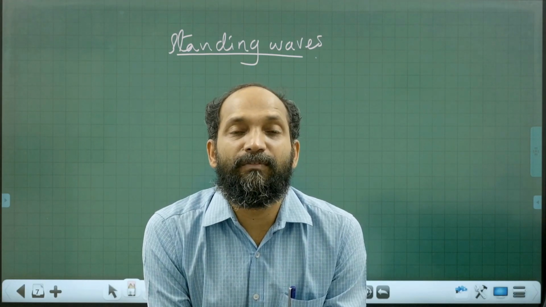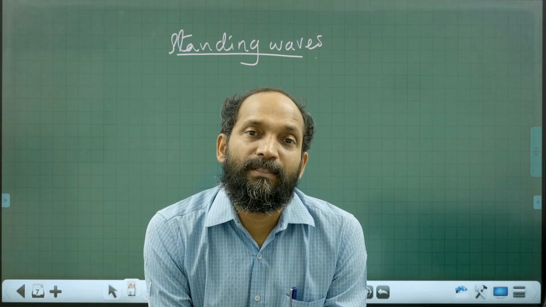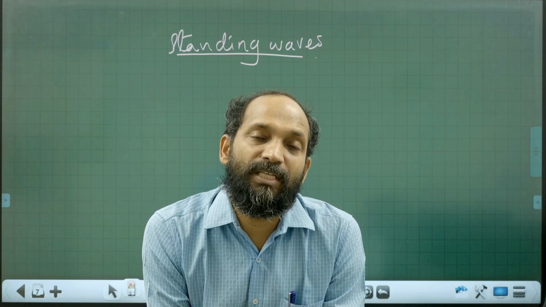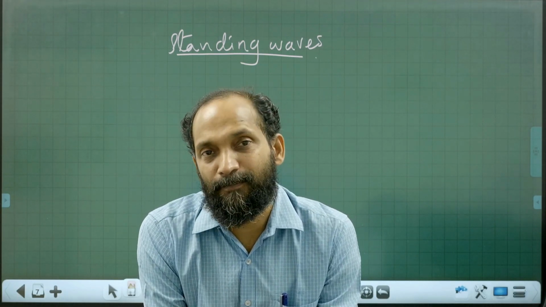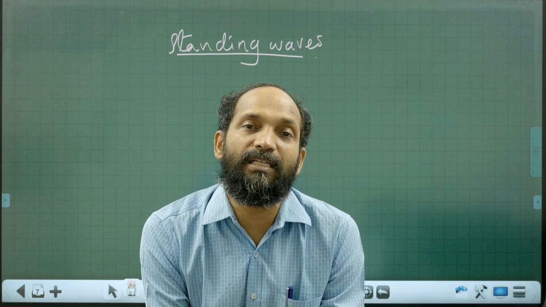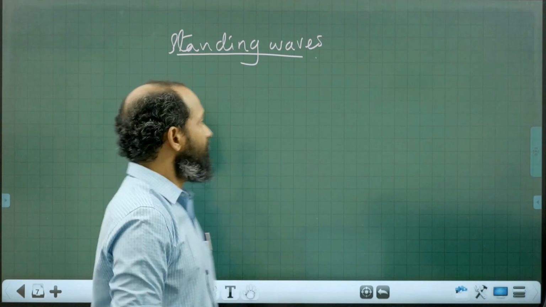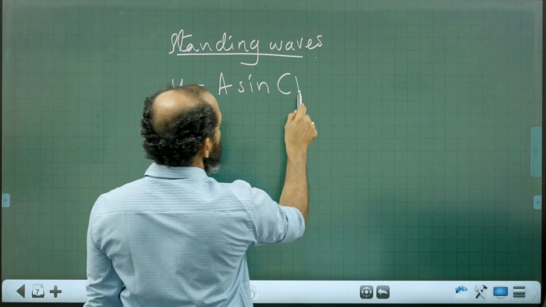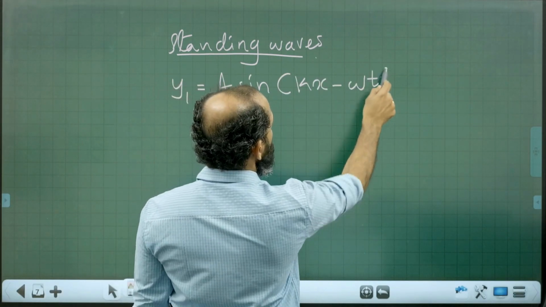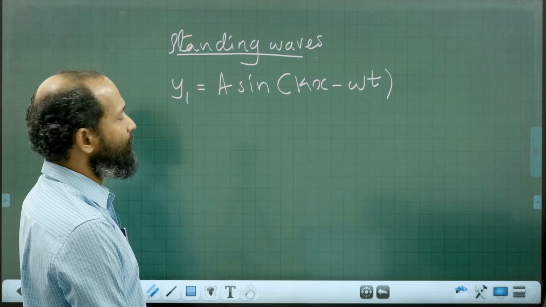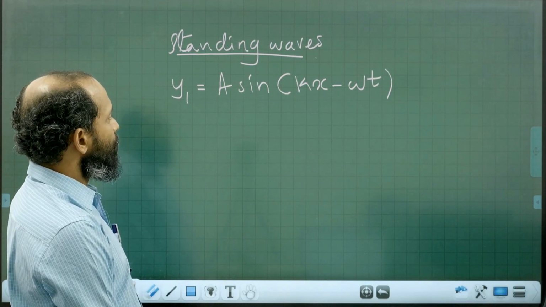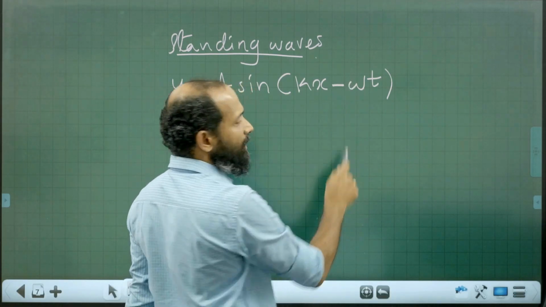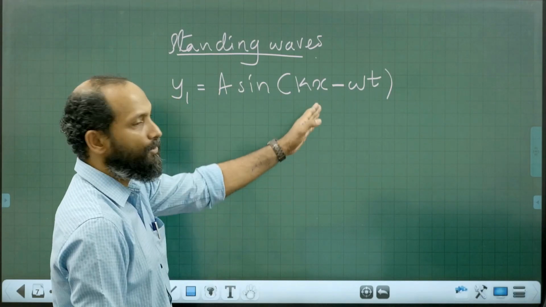When a traveling wave propagating in one direction is superimposed by another one in the opposite direction, having the same amplitude, same velocity, same frequency, it produces a resulting wave which is a standing wave. If one of the waves y1 is equal to a sine(kx minus omega t), it represents a progressive wave propagating in the positive direction of the x-axis. This minus sign tells you the direction of propagation is the positive x-axis.